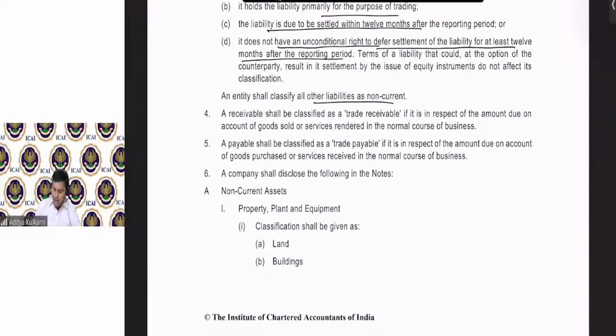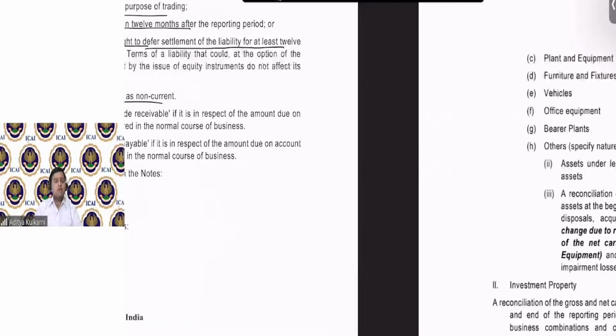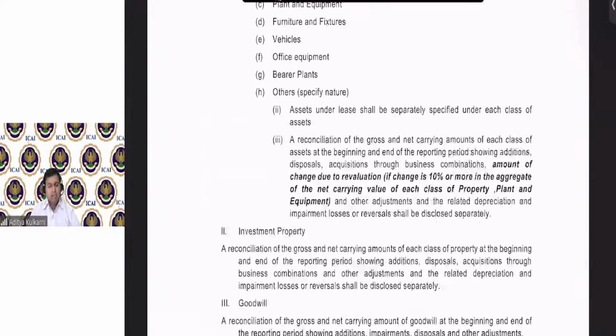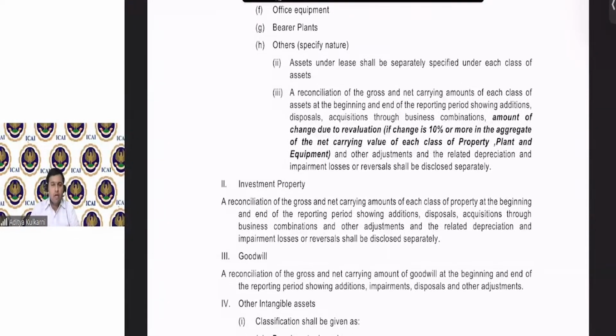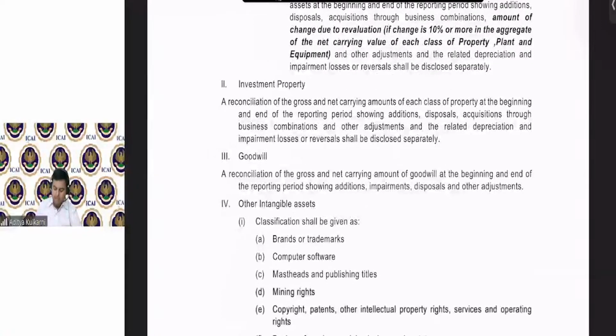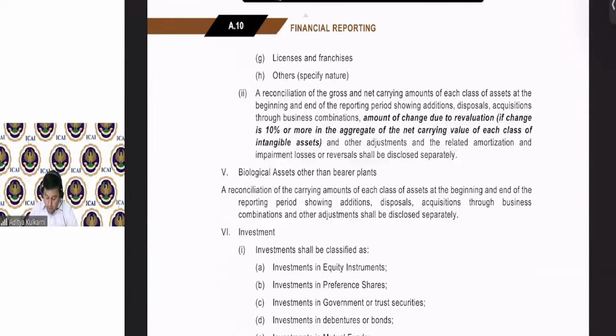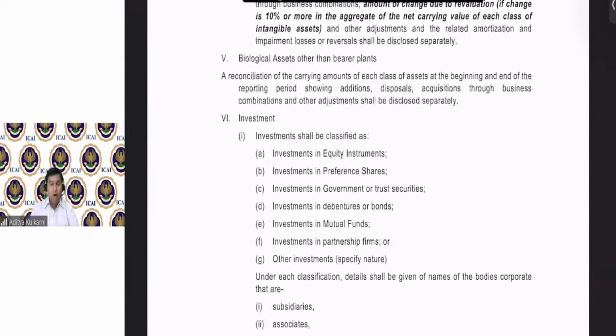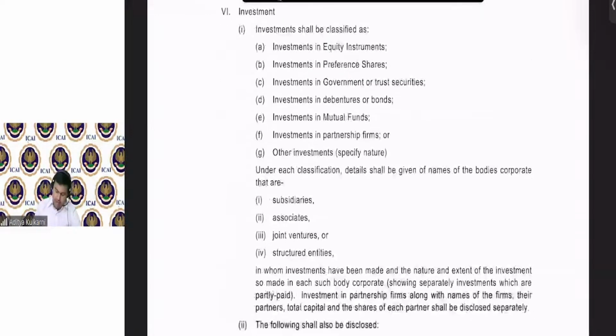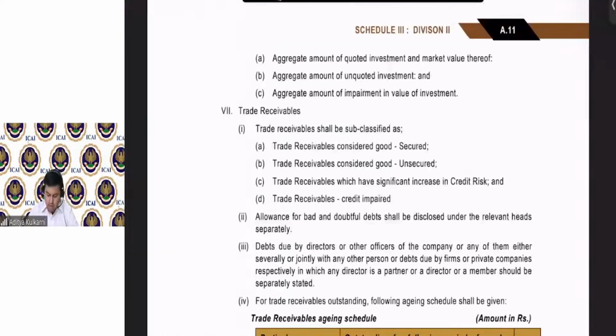Okay, and then you are having various disclosures for property, plant, equipment. What are the splits that you are going to give? Leases, you show separately. You show the opening gross block, accumulated depreciation, closing net block. All these things you will show separately. Okay, so you can just go through whatever are the broad headings under which you will present your property, plant, equipment, as well as intangible assets. How will you present your investments? And then under each classification, you give categorizations like subsidiaries, associates, joint ventures, or structured entities, etc. So this you can just read out of curiosity.